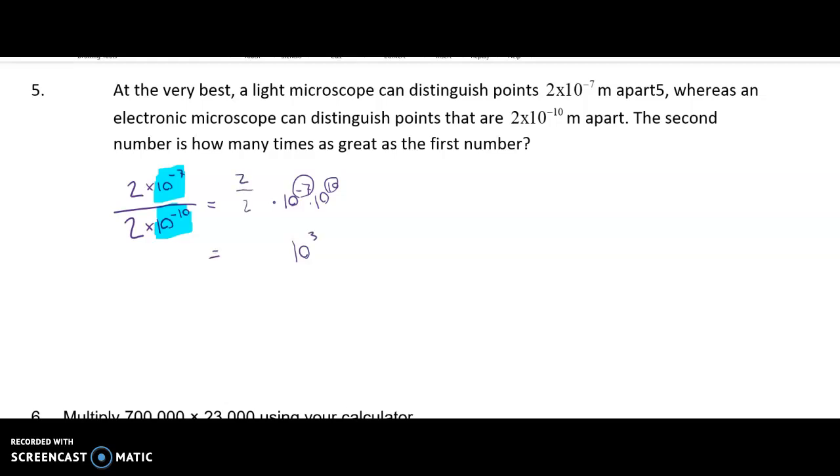And there I had 2 over 2. 2 over 2 is just 1. So the factor to get from one of these microscopes to the other, distinguishing distances, it would be 1 times 10 to the third.